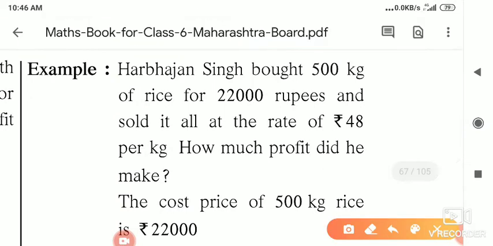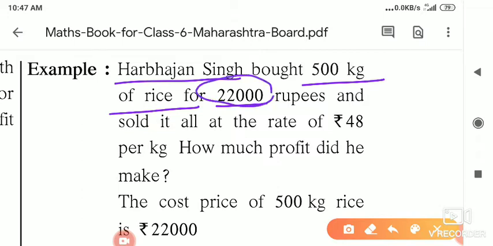The example is Harbhajan Singh. Harbhajan Singh bought 500 kg of rice for 22,000 rupees, and sold it all at the rate of 48 rupees per kg. Here the CP, the cost price, is directly given as 22,000, but the SP we have to find out. How can we find it? The price of 48 rupees per kg is given.